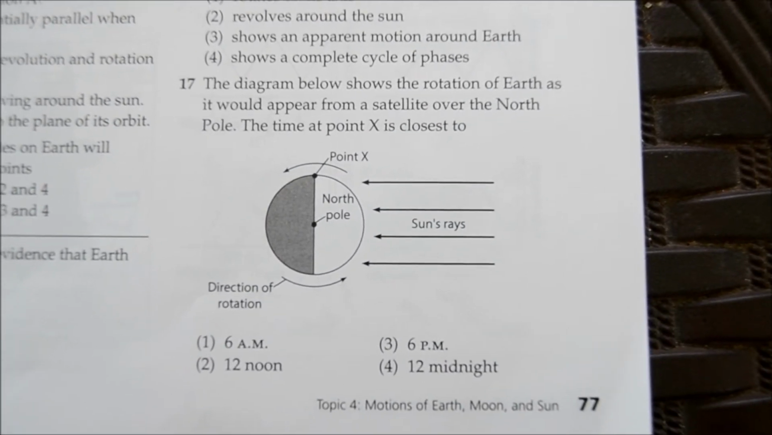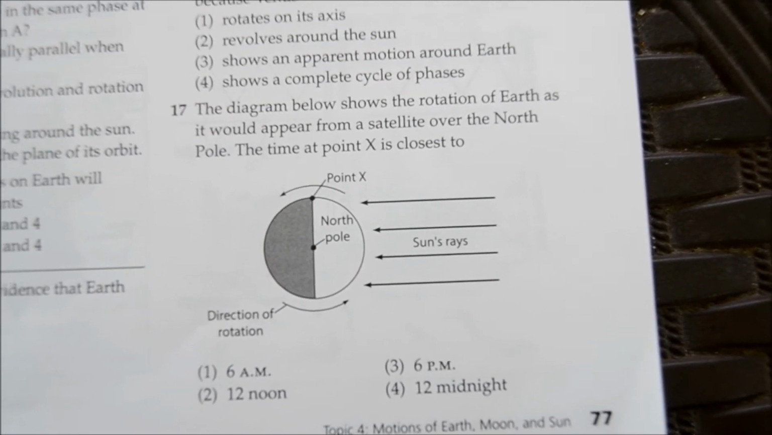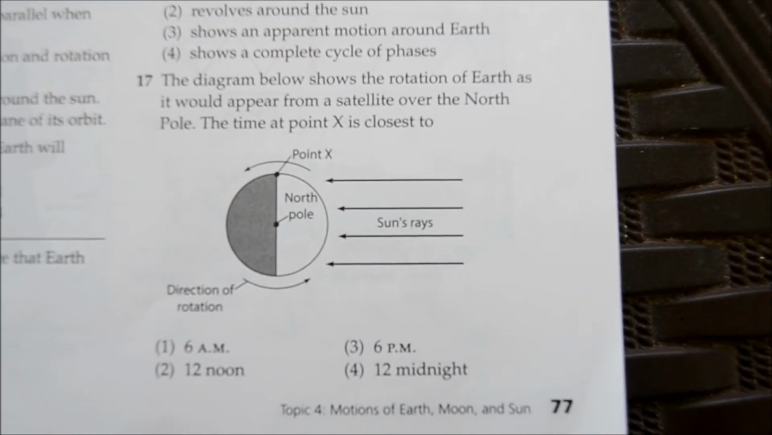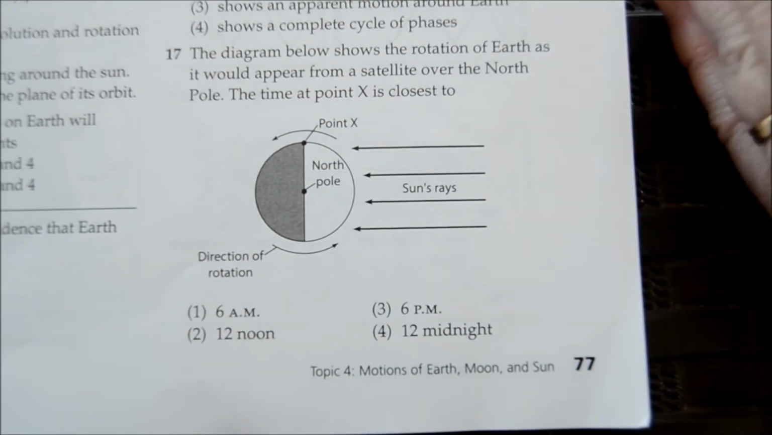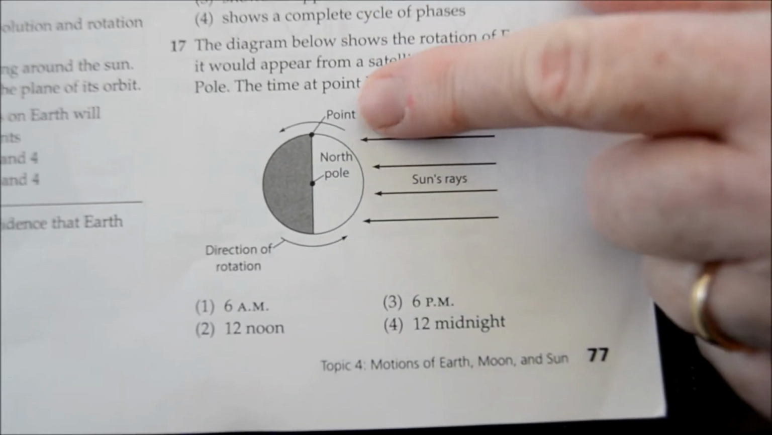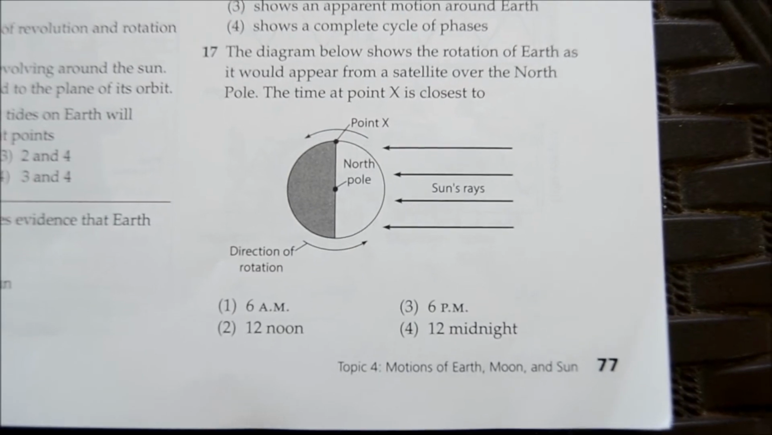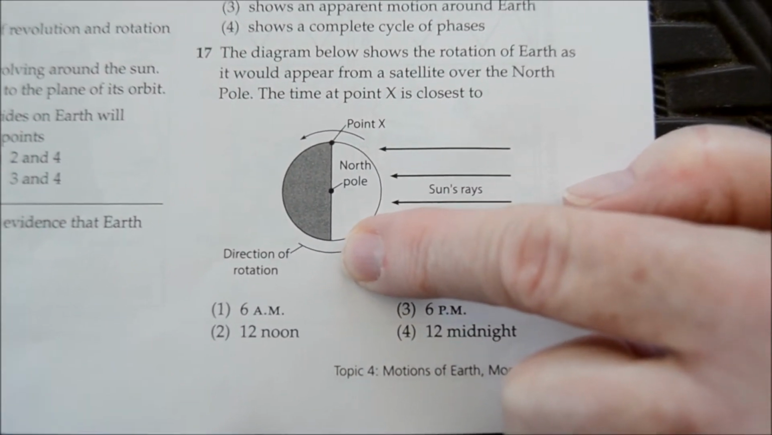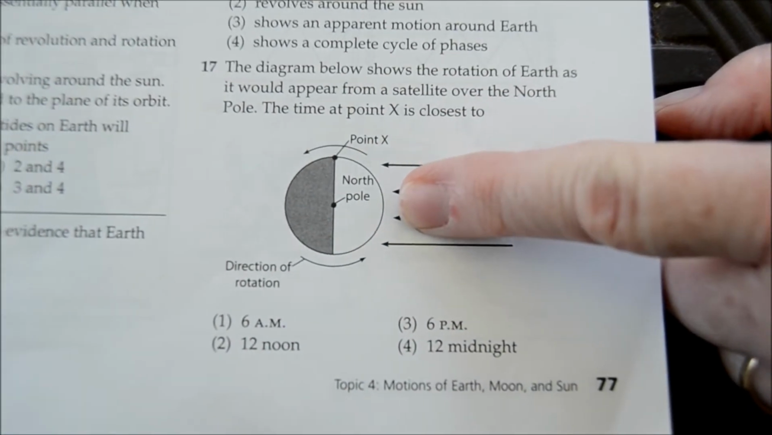Number 17. The diagram below shows the rotation of Earth as it would appear from a satellite over North Pole. The time at point X is closest to. Alright, again, we're at the North Pole. Half of it's illuminated and half of it's dark, so it's equal. So it's got to be an equinox. Knowing that, my point X is rotating into the dark, so the sun sets. So with that one, 6 p.m. Alright, coming here would be 6 a.m., is rotating into the light. Halfway in the dark would be midnight. Halfway into the light would be noon.